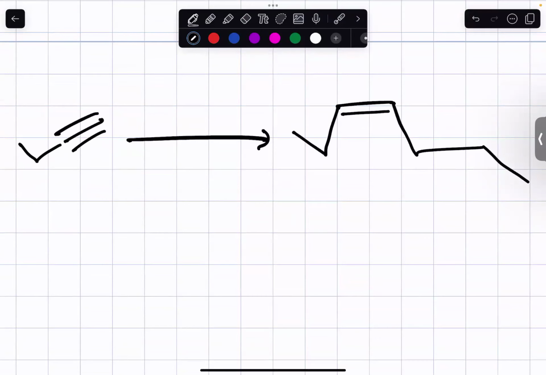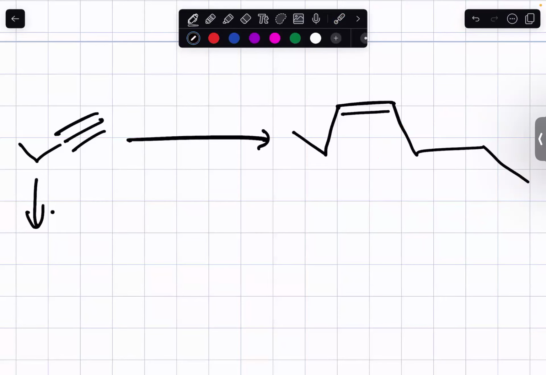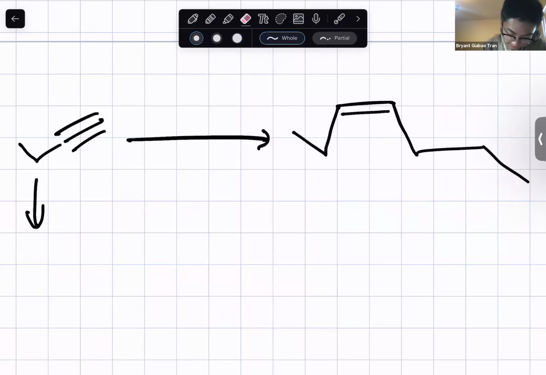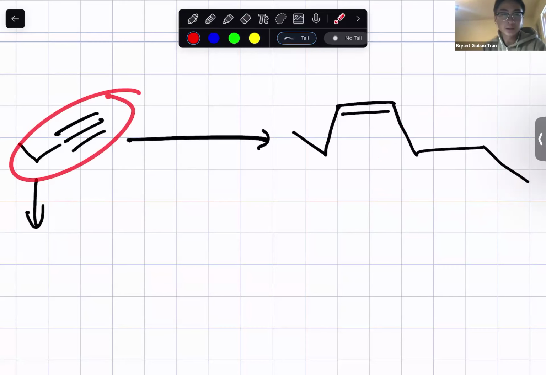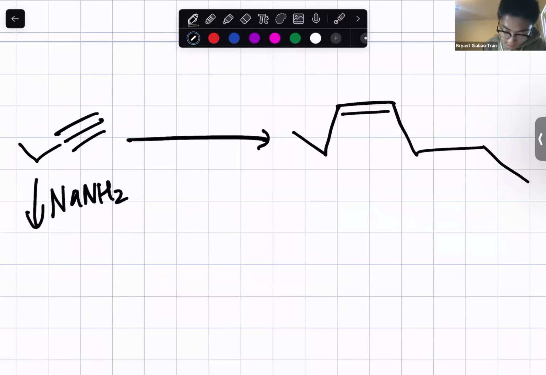I'd probably do an SN2 reaction first to add the alkane chain. Right. But how can we make this alkyne a good nucleophile for SN2? Oh right, we have to deprotonate it first. So use acidic conditions like H2O or H plus. Not acidic conditions, basic conditions, sorry, to deprotonate the terminal alkyne and make that negative, right?